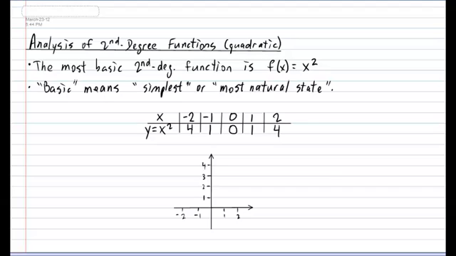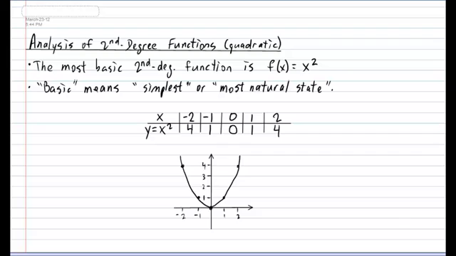Okay, let's carefully put down all our points. So when x is minus 2, y is 4. When x is minus 1, y is 1. When x is 0, y is 0. When x is 1, y is 1. And when x is 2, y is 4. And do your best to draw a nice, decent parabola. There we go. Mine's actually pretty good.